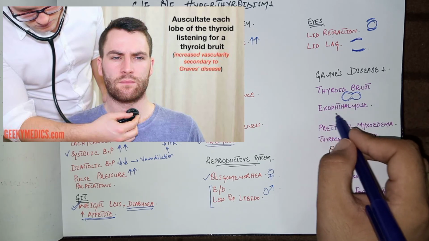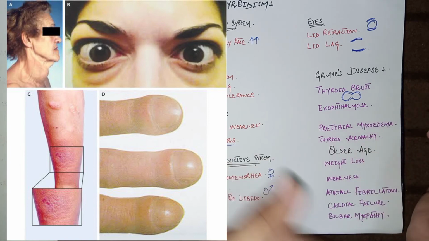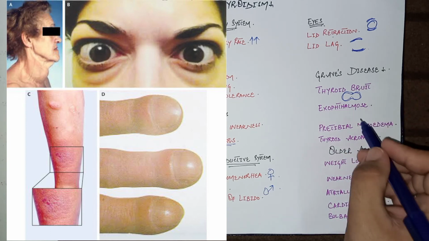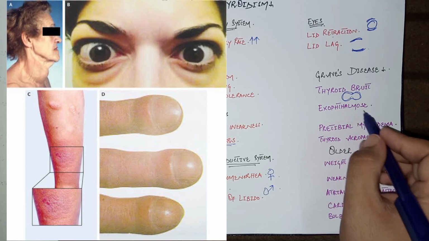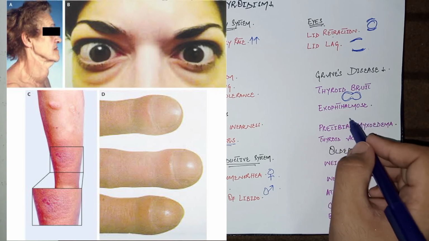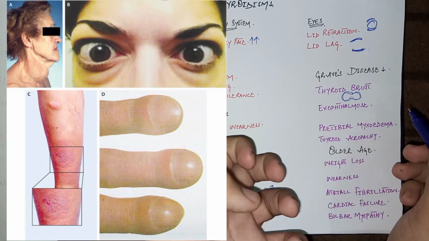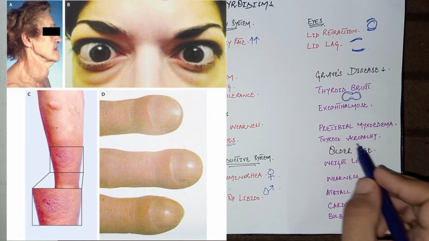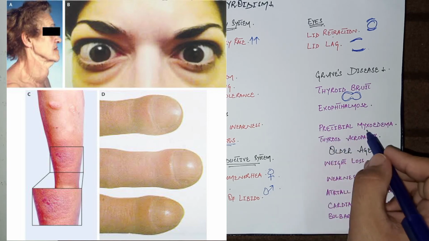So the other features are exophthalmos, that is proptosis, or outward protrusion or displacement of the eyes from the orbit. Because of continuous deposition of connective tissue and the overactivity of fibroblasts behind the eyes, there is more pressure behind the eyes, which leads to protrusion of the eyes. Another feature, which is very rare, is pretibial myxoedema.